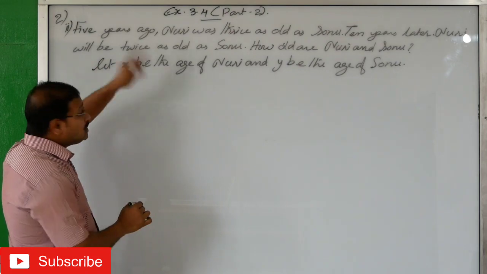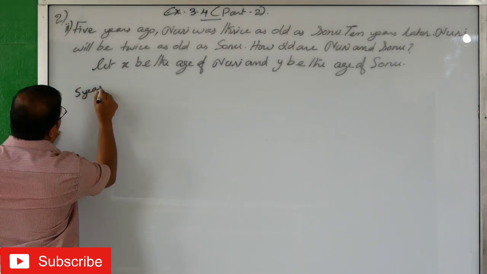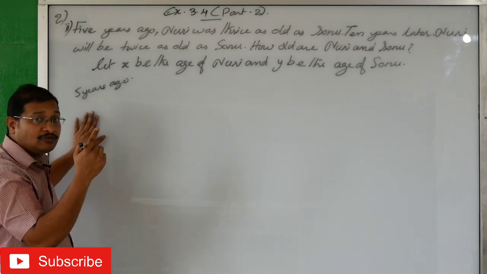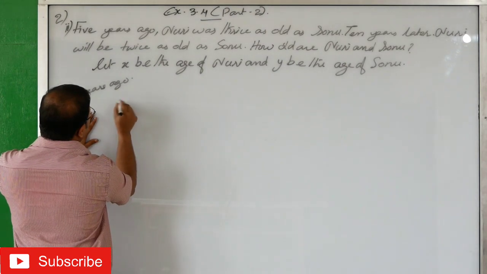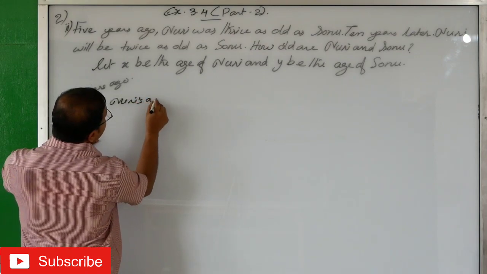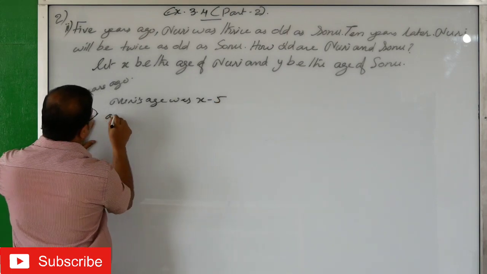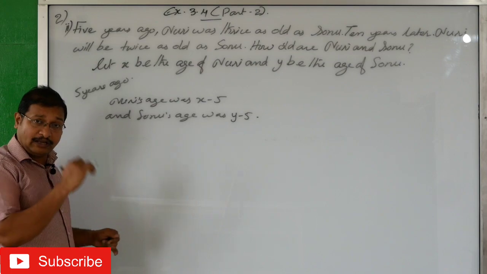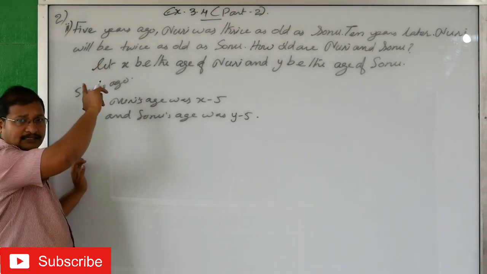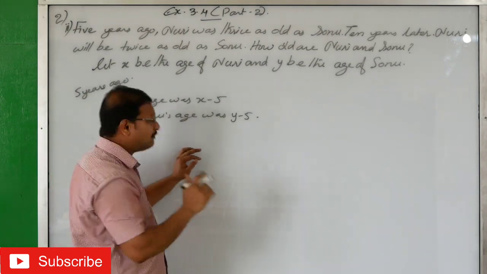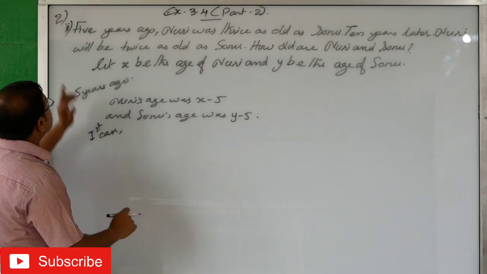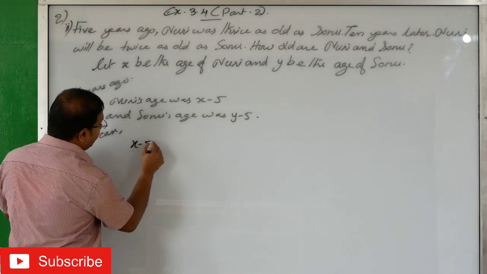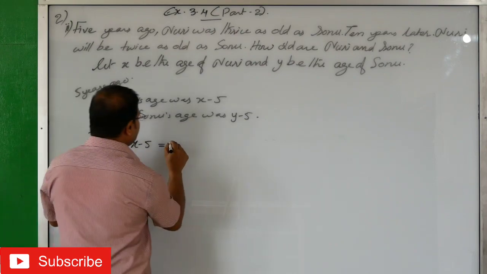Ready? After that, what is the condition? 5 years ago means 5 years back. That means what will happen? That time, Nuri's age was x minus 5 and Sonu's age was y minus 5. See, 5 years ago, Nuri's age was minus 5 years, isn't it? That means x minus 5 and Sonu's age was y minus 5. But they have given in the condition, first case, check the condition. 5 years ago, Nuri was twice as old as Sonu. So Nuri's age was x minus 5 equals twice Sonu's age.